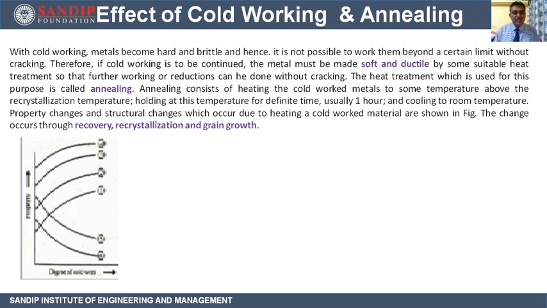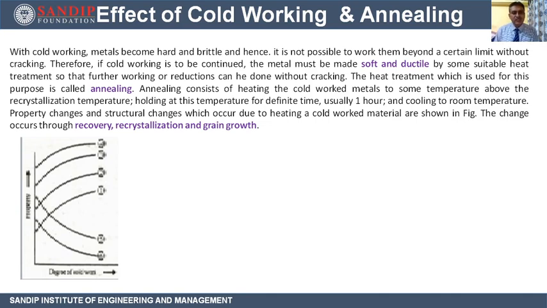We have to heat the material above the recrystallization temperature, that is, the lower critical temperature. We'll study this in the iron and carbon equilibrium diagram in the coming units, what we mean by lower critical temperature. It is the temperature with respect to the iron carbon system, and it comes out to be 727 degrees Celsius on the iron carbon equilibrium diagram.